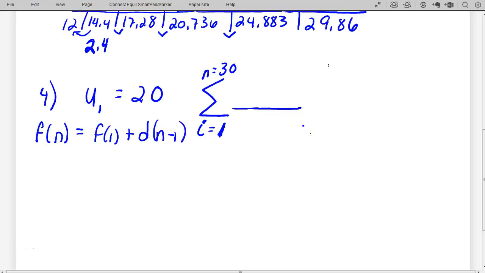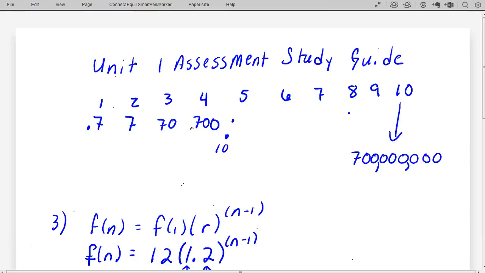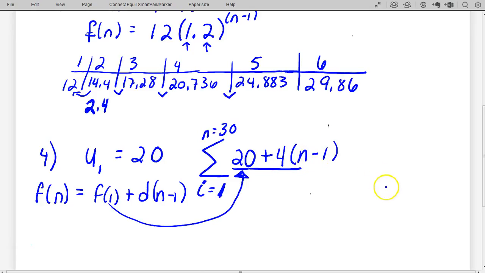And what is that going to look like in here? My f of 1, how many were in the first row? 20. Plus my common difference, we're adding 4 each time, times n minus 1. Okay, and we're going to put that into the calculator and find out how many seats.